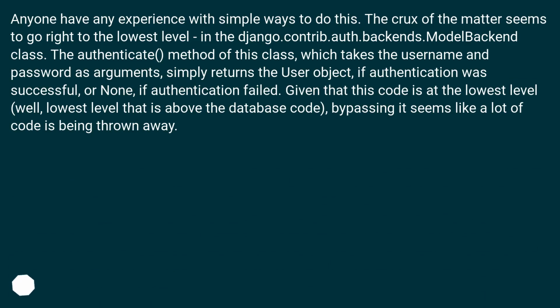The crux of the matter seems to go right to the lowest level, in the django.contrib.auth.backends.ModelBackend class. The authenticate method of this class, which takes the username and password as arguments, simply returns the user object if authentication was successful, or None if authentication failed. Given that this code is at the lowest level that is above the database code, bypassing it seems like a lot of code is being thrown away.